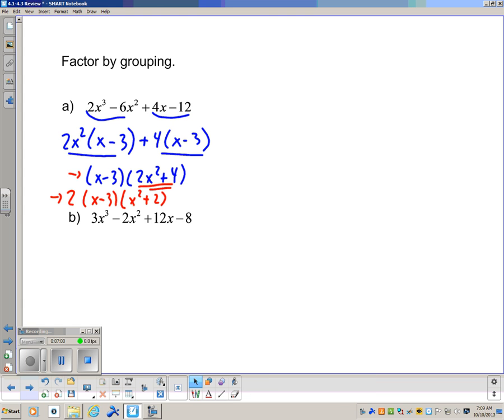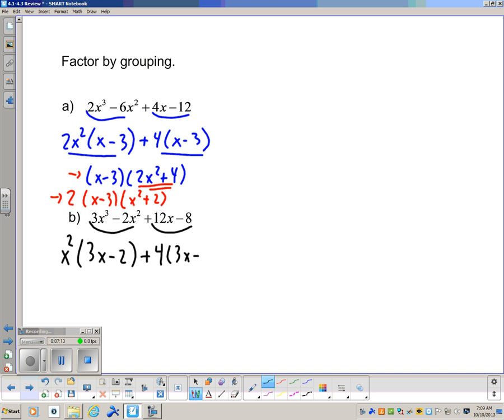Part B here, factor that by grouping. So I'm going to group the first two, group the last two. Pulling the GCF out of there, I get x squared. I'm left with 3x minus 2. Over here, I have a 4 that they have in common, and I'm left with 3x minus 2. So then they have the parentheses there in common, 3x minus 2, and we're left there with x squared plus 4. And we can't go ahead and do anything else with those, so we're done.